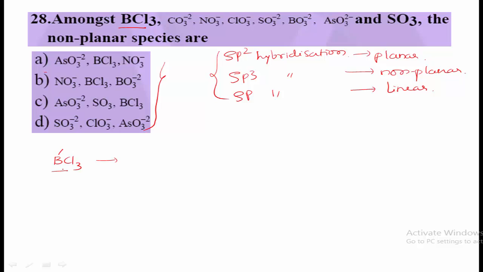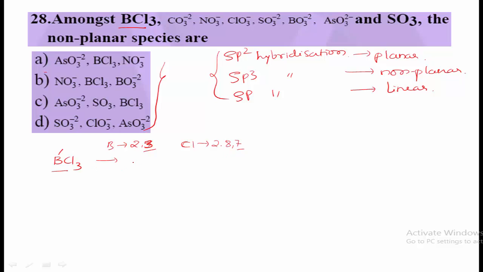So boron, first take the boron. How many valence electrons are there in boron? The electronic configuration can be written as 2, 3 for boron, because the atomic number is 5. And for chlorine, the atomic number is 17, written as 2, 8, 7. Therefore, the number of valence electrons in B is 3 and the number of valence electrons in Cl is 7.